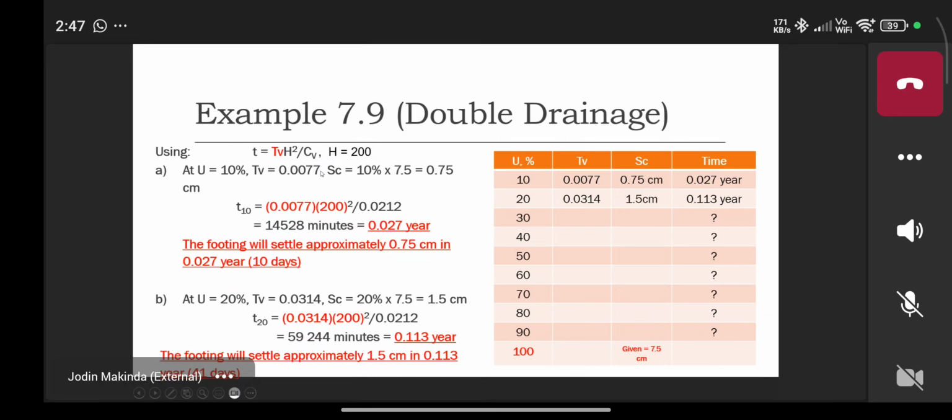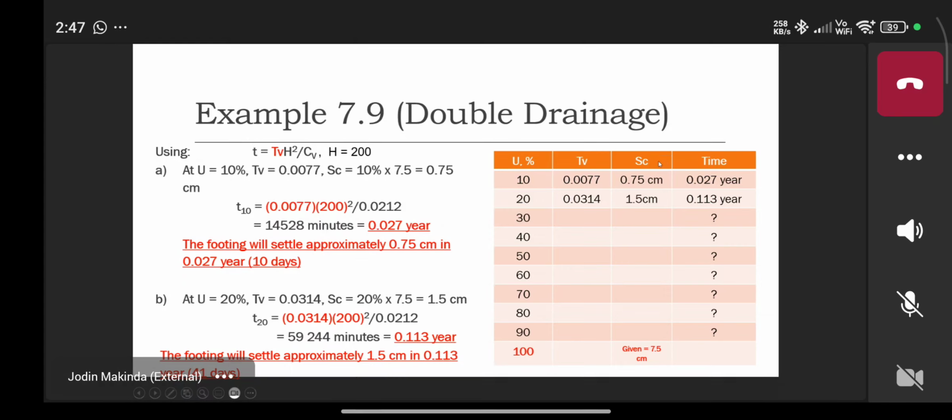Because it is double drainage, the height H is 200 centimeter, or 2 meter. Therefore, given U100, we can find the time factor TV. How do we find this? From chart, from table, from equation: 0.0077.